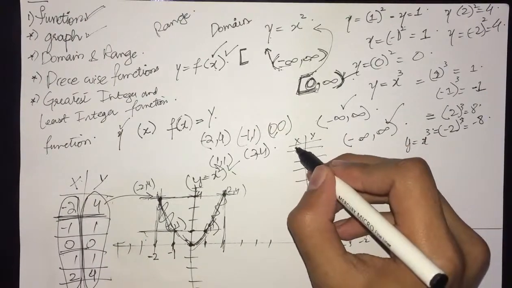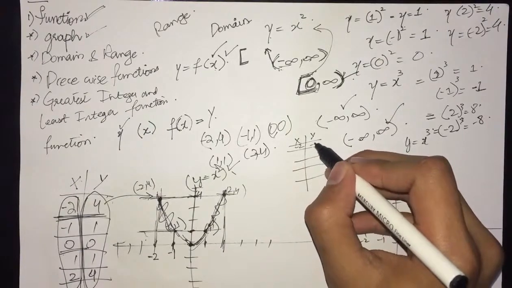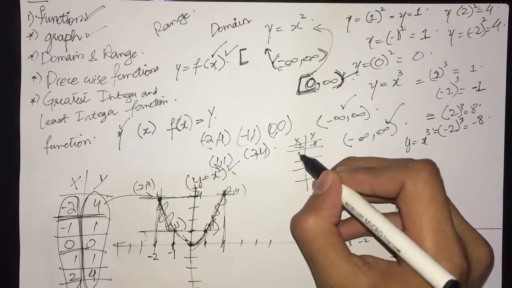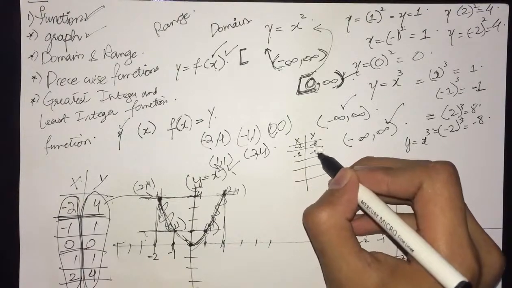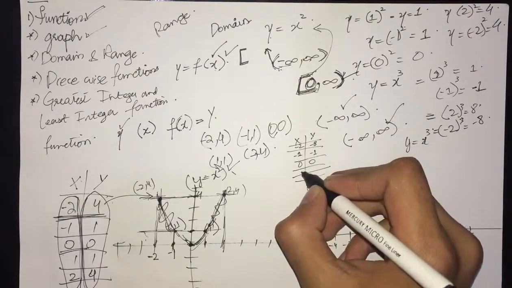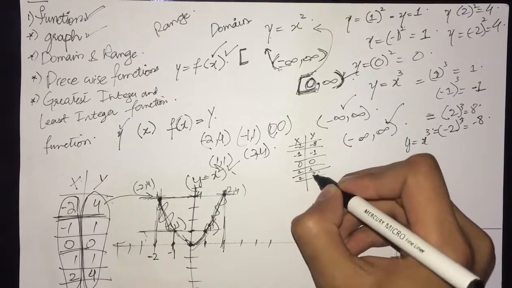So for x equals minus 2, the domain is minus 2, I get a range of minus 8, and I put x equals minus 1, I get a range of minus 1, and I input 0, 0, I input 1, we get 1, input 2, we get 8.